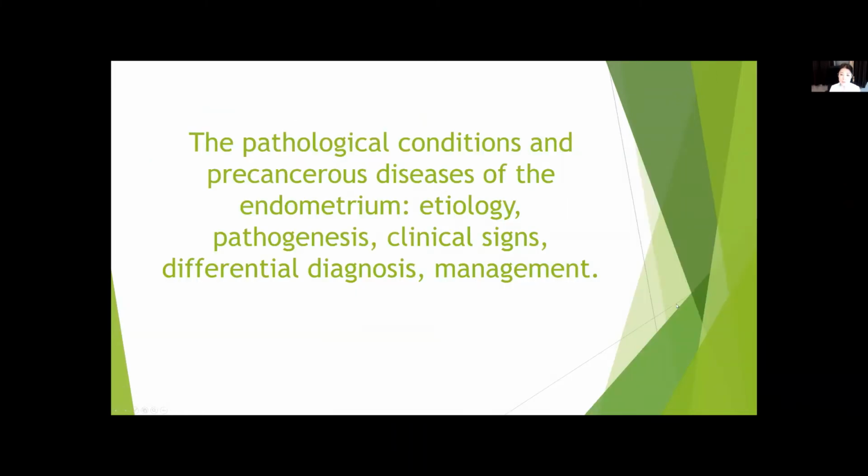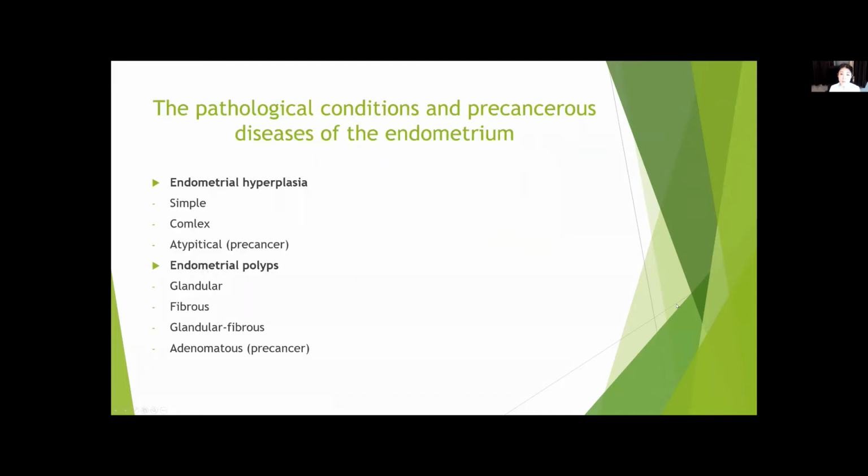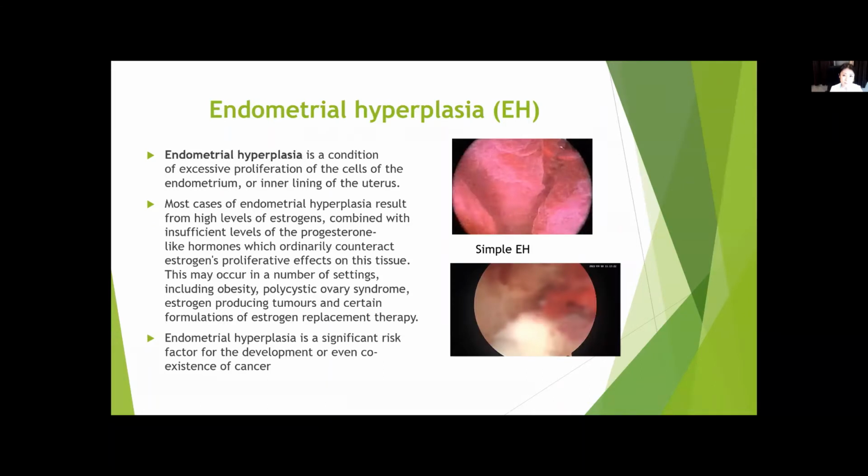Pathological conditions and precancerous disease of the endometrium: etiology, pathogenesis, clinical signs, differential diagnosis, and management. These include endometrial hyperplasia, which is divided into simple, complex, and atypical, or precancer, and endometrial polyps, which are divided into glandular, fibrous, and adenomatous, or precancer.